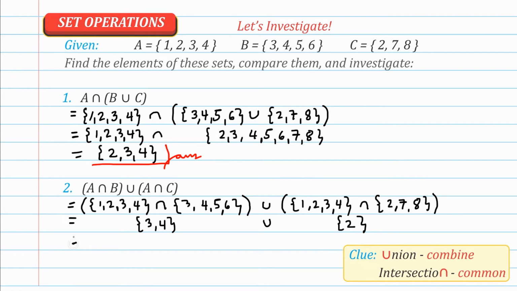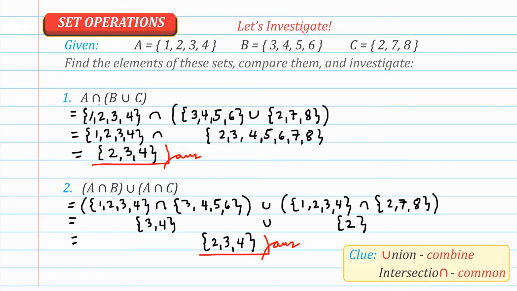What is the union? Buti na lang, may kodigo tayo. Union means you combine. So, combining 3, 4 and 2. Again, be careful para hindi ka malito. Unahin natin yung mas maliit. So, we write 2 and then 3 and then 4. Therefore, these are the elements of this set.